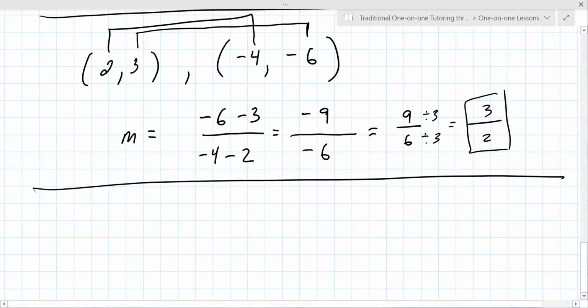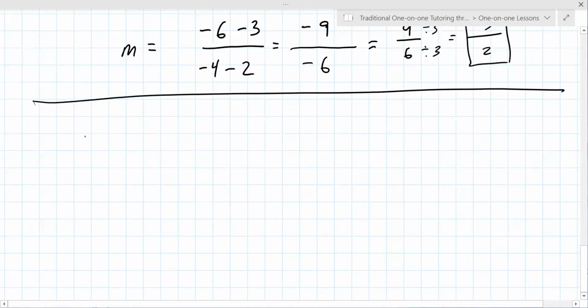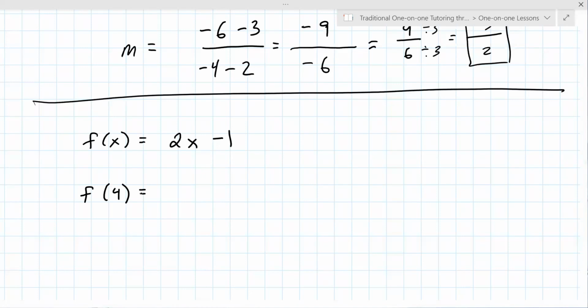Is that okay if we move on to functions? Yeah. All right, so let me give you a function. Let's say f of x equals 2x minus 1. And I want you to find f of 4. Do you know how to do that, or would you like an example problem? Example problem still. Okay, so whenever you see the x value given in parentheses, you take that number and you put it in for x.